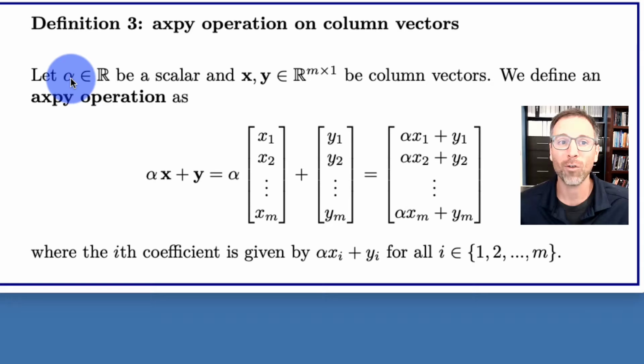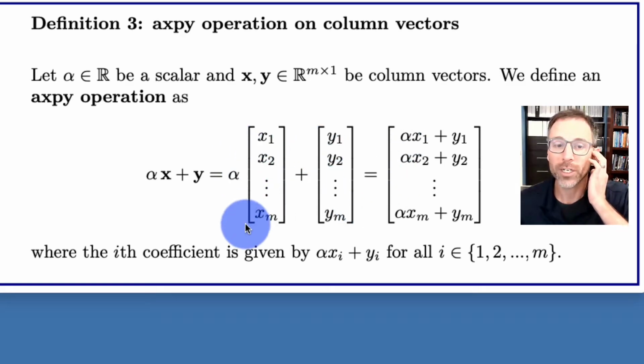One is alpha in the real numbers, so that's a scalar variable. Then we have two vectors, x and y, which are m by 1 column vectors with m rows and 1 column. We define the axpy operation, alpha x plus y, as alpha times x, so that's a scalar vector multiplication. And then once that operation is completed, we do a vector-vector addition. So alpha x plus y.